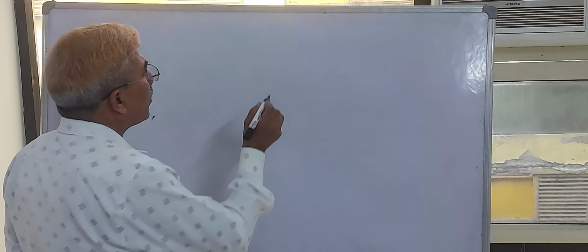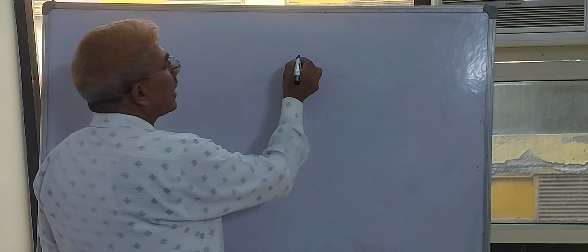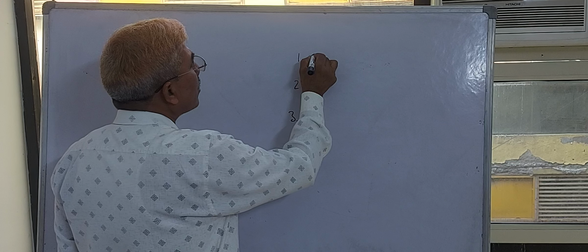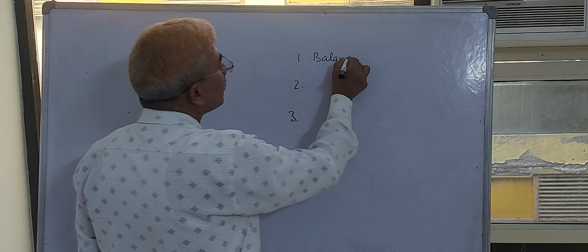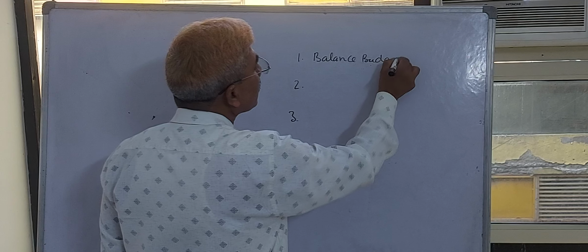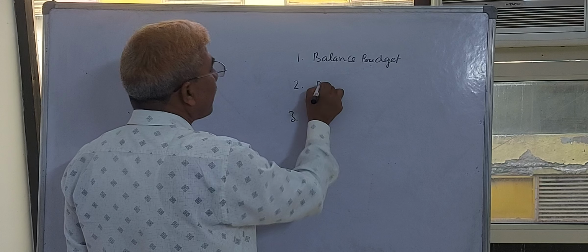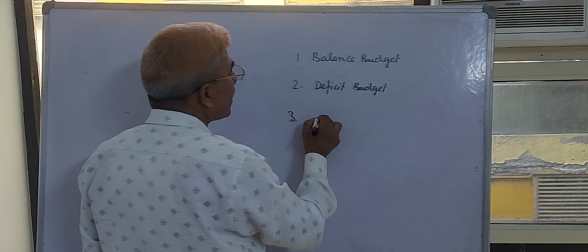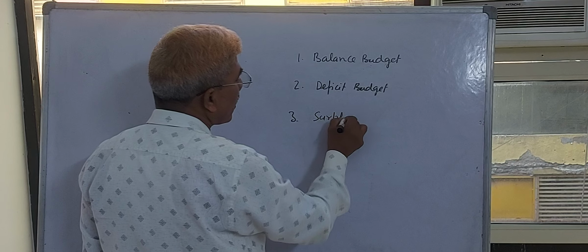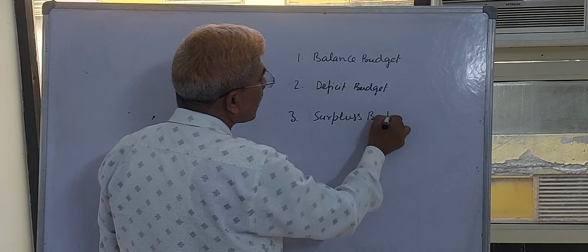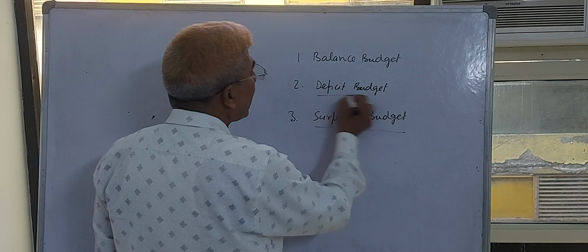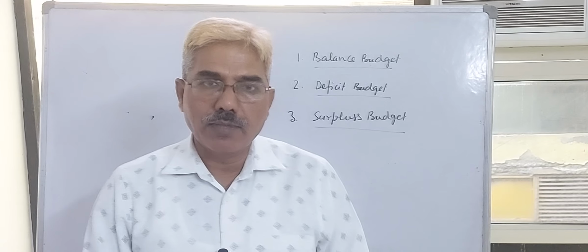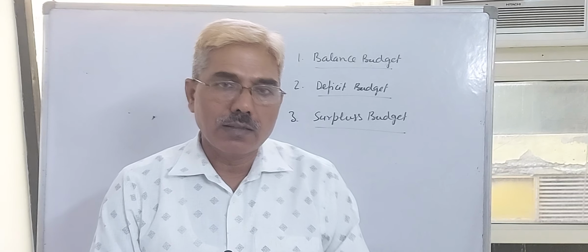Now, different types of budget. Budgets can be categorized into three categories. One is known as a balanced budget. Second is known as a deficit budget. And third is known as a surplus budget. I will discuss what these kinds of budget are in my next lecture. For the next lecture, please wait.